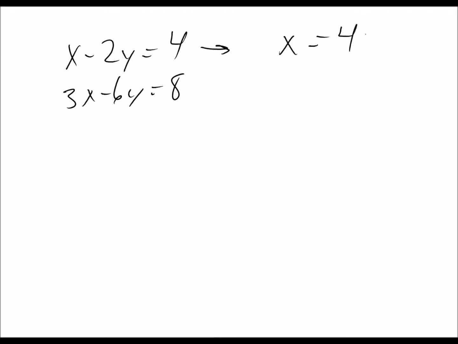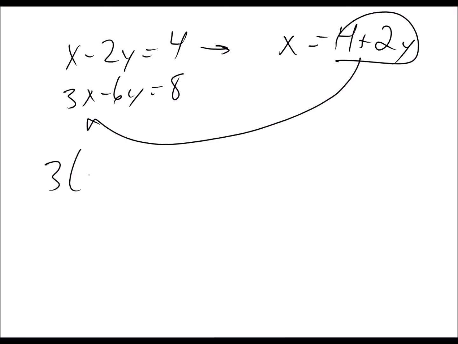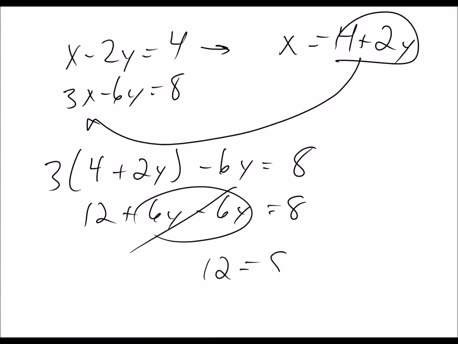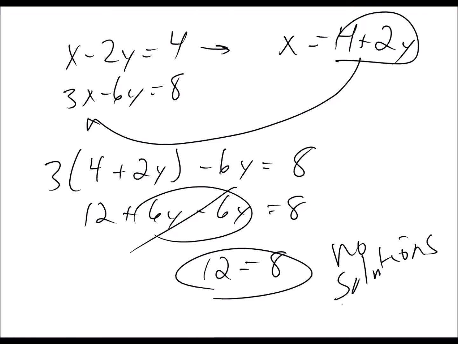So x is equal to 4 plus 2y. Plug this in for x. So 3 times (4 plus 2y) minus 6y equals 8. 6y minus 6y is actually 0, and we're left with this thing that says 12 equals 8. And when you see something that says 12 equals 8, you know this is a lie. This can't be true. So when this happens, we say there are no solutions, those lines are probably parallel, they never cross, and there's no solution.